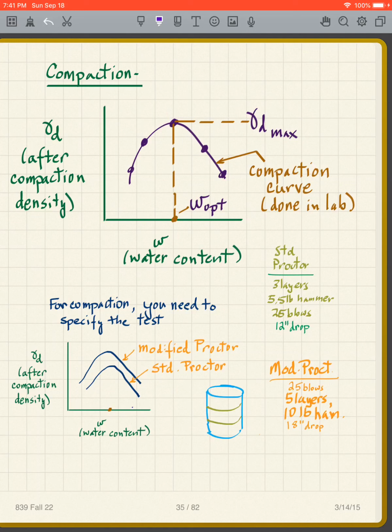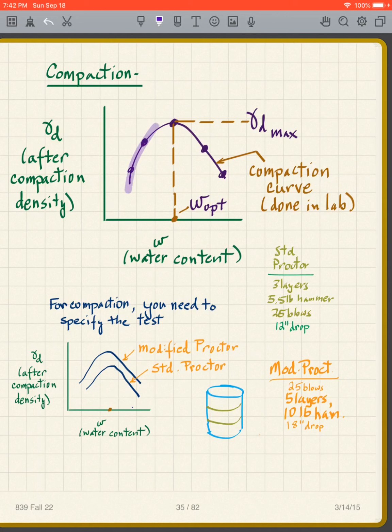Now, what I just ran was the standard Proctor test. I could run the modified Proctor test, which is 25 blows, 5 layers with a 10-pound hammer. Notice, completely different in the sense that here's 3 layers, I do 5 layers. Instead of a 5.5 pound hammer, I'm going to use a 10-pound hammer. I use 25 blows in both cases, but here I have only a 12-inch drop, here I have an 18-inch drop. So you can imagine, I'm going to get higher densities with the modified Proctor.